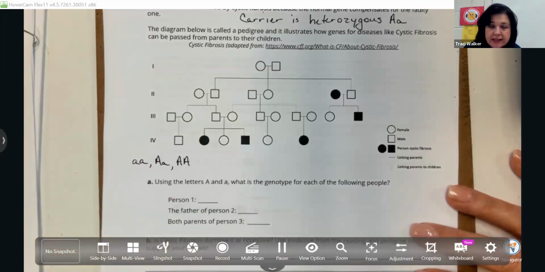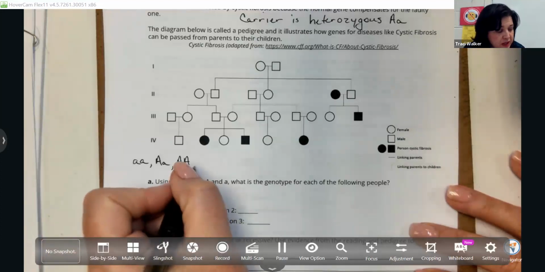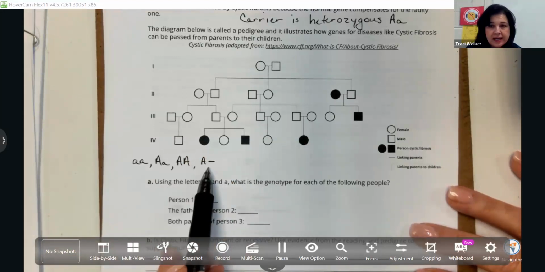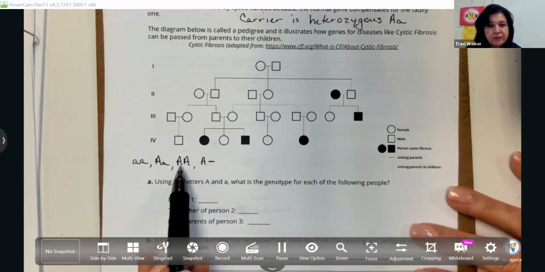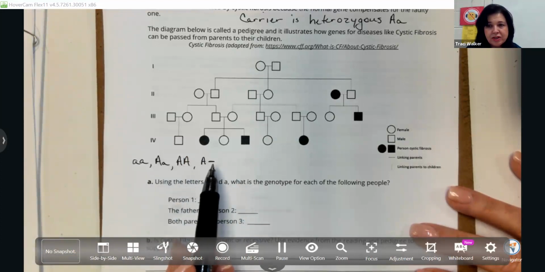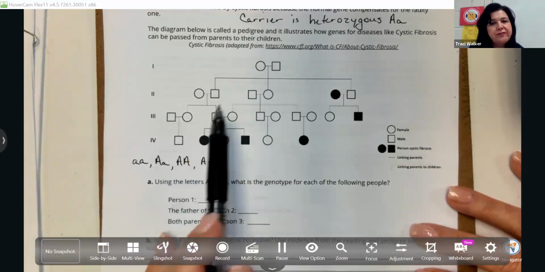But in a pedigree, it is very rare that you can determine absolutely positively the big A, big A. So in those cases, we use big A dash because we're not sure. We know that the individual has the dominant trait, so they have at least one big A, but we don't know for sure if they have big A, big A, or big A, little a. So in that case, we use that dash. Okay, so let's go through and figure this out.